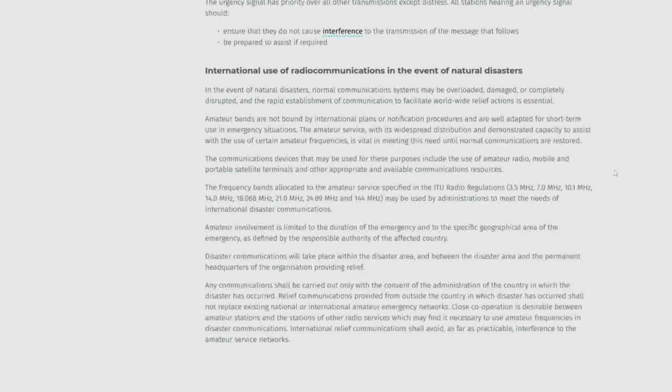The only thing that you could get in an exam is it's okay for you as an amateur station to solicit your services to a rescue organisation or an authority to help with their emergency, in an emergency with their radio communications.